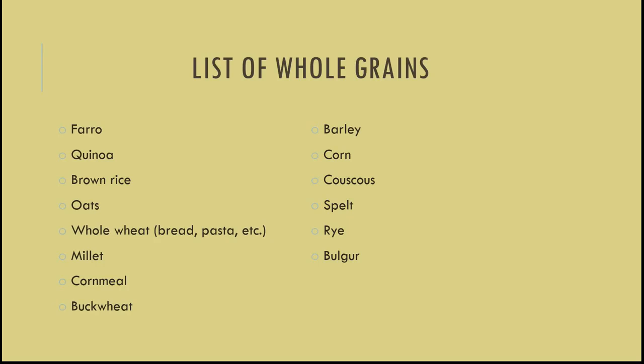The refined grains are anything that you wouldn't find in nature. Like I mentioned with white rice, if you saw rice that had just been harvested, it would be brown rice. In order to create white rice or white bread or anything like that, it needs to be very highly processed and have some of the parts of the grain removed.